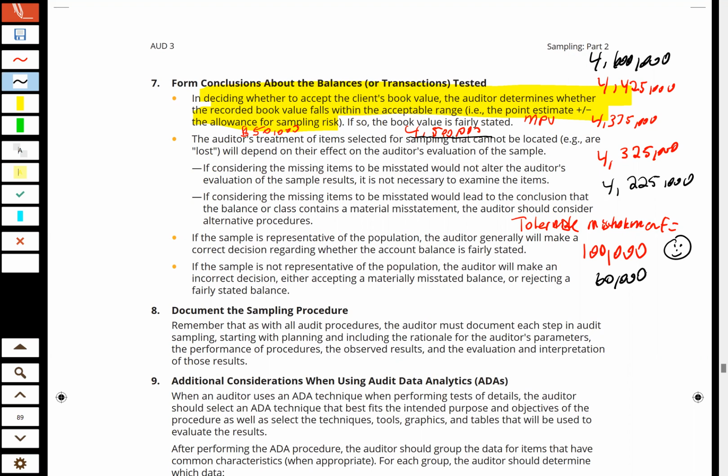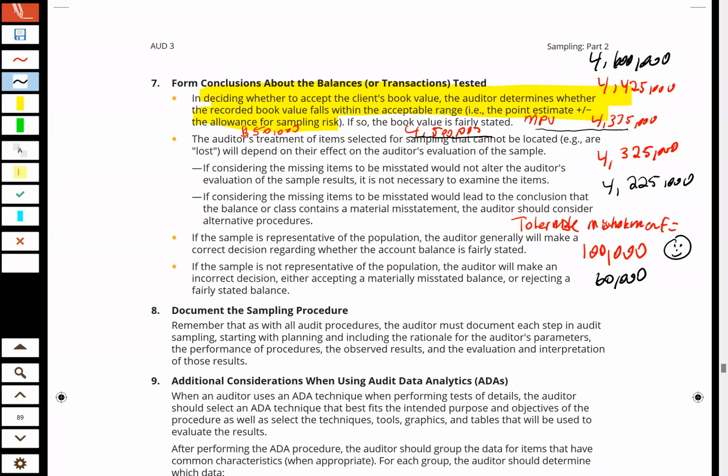Because I believe the correct amount using mean per unit estimation was 4,375,000. Then I put myself an allowance for sampling risk, so then you add or subtract the tolerable misstatement. I'm saying the correct balance is 4,375,000.